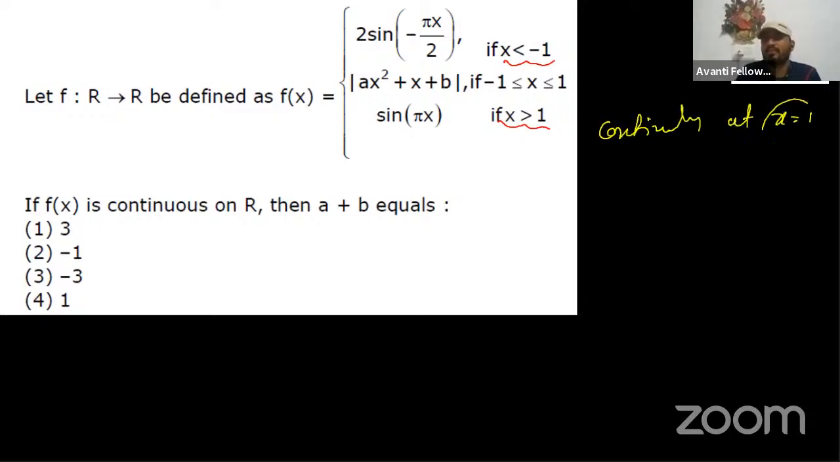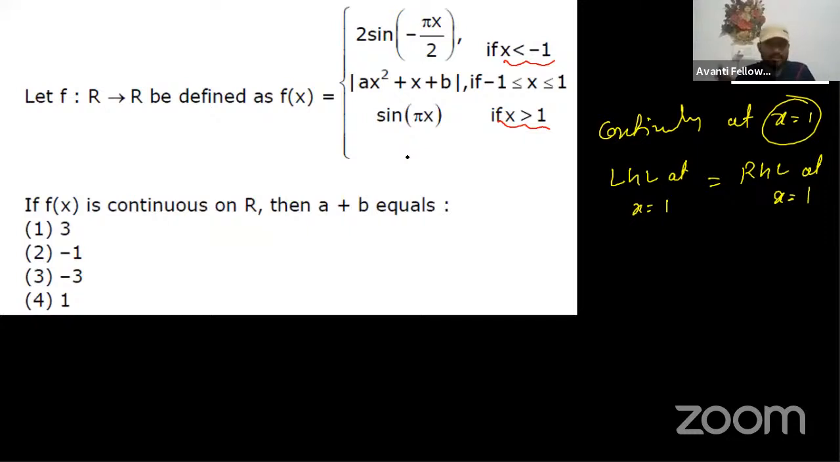I'm talking about the continuity at x is equal to 1. So the continuity at x is equal to 1 means the left hand limit at x is equal to 1 should be equal to the right hand limit at x is equal to 1. Let's talk about the left hand limit at x is equal to 1. For the left hand limit, I have to take the portion which has x less than 1.